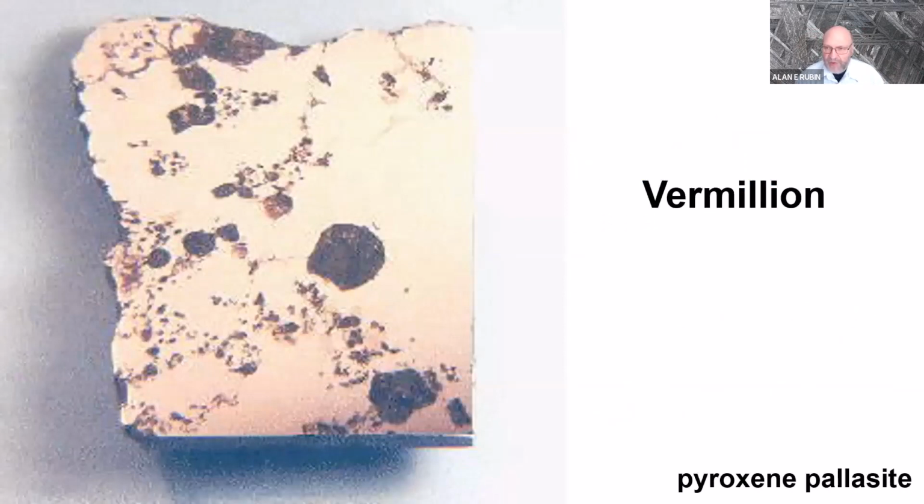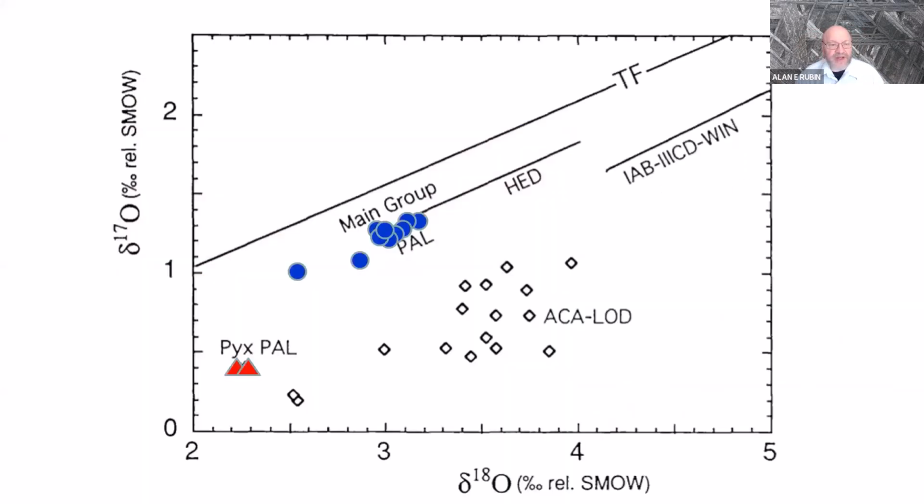Here is Vermillion, one of the pyroxene pallasites, and we can see here on an oxygen diagram, the pyroxene pallasites, the red triangles there, have far different oxygen isotopic compositions than the blue circles indicating the compositions of the main group pallasites, which we can see are very similar to the HED samples.